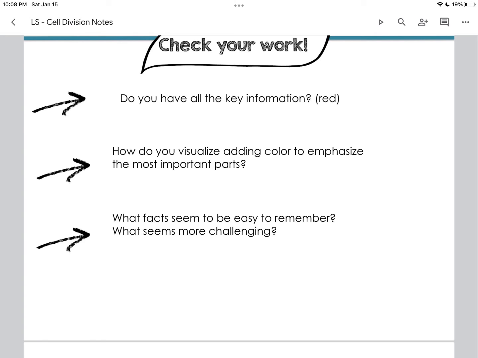All right, so when you're checking your work, check your notes, make sure you've got all the key information that you need, and ask yourself, how do you visualize adding color to emphasize the most important parts? And that's how coloring helps you learn and retain. And what facts seem to be easy to remember? Like I was telling you for metaphase, that one's easy for me to remember because they line up in the middle. And what seems to be more challenging? So in all those things, the challenging things, maybe you can use some specific colors that you like that might help you be able to remember it.